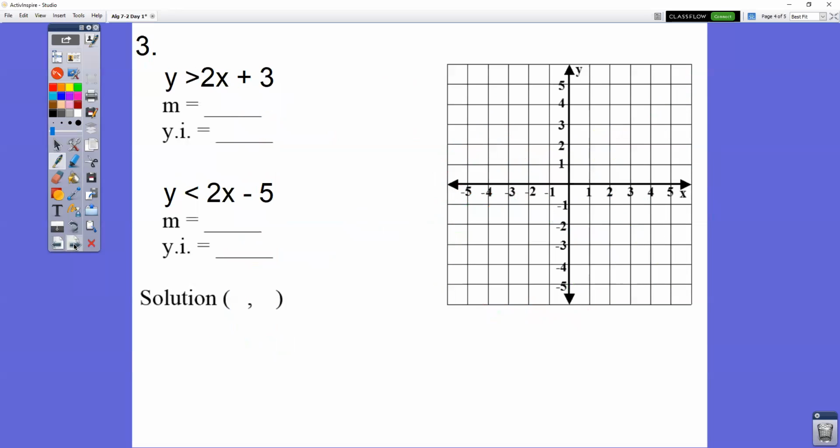Go ahead. I know it's going to be a little bit hard for you to try on your own, but go ahead and try this one on your own, please. I know it's going to be a little bit difficult.